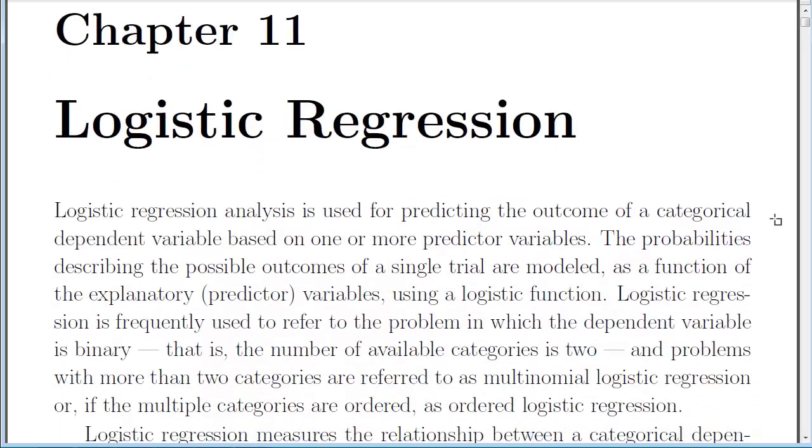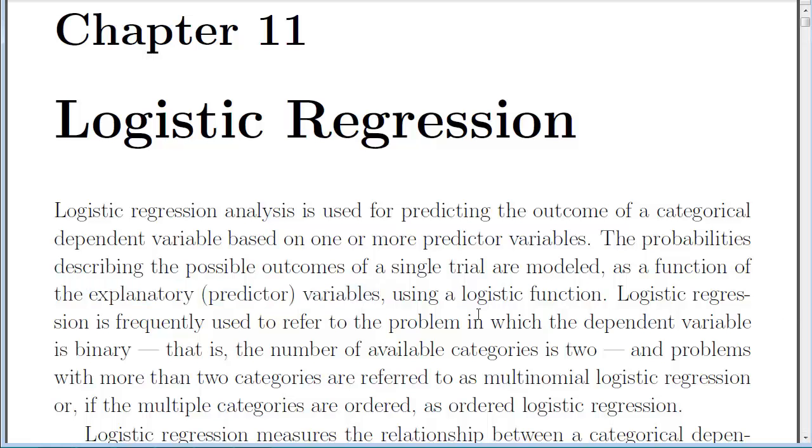And more generally, logistic regression is used to predict an outcome of a categorical dependent variable based on one or more predictor variables. And we want to model the probability that a certain outcome is realized as a function of these explanatory or predictor variables. It's called logistic regression because we use a logistic function to map the probability to the explanatory variables.